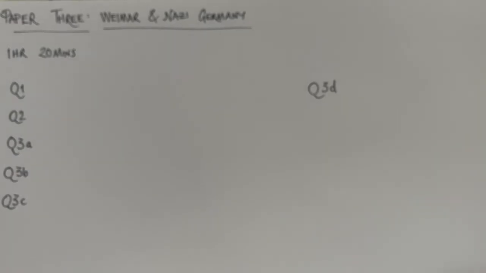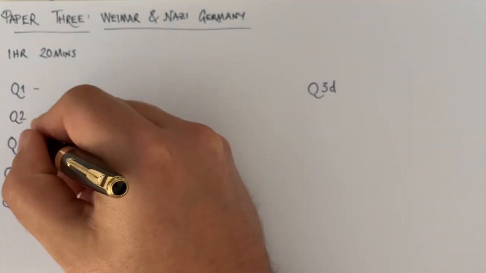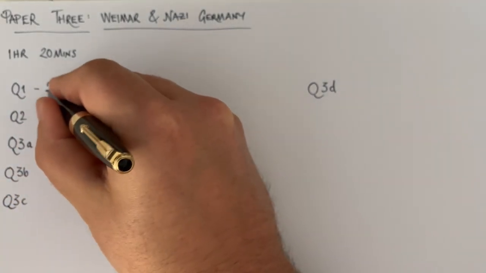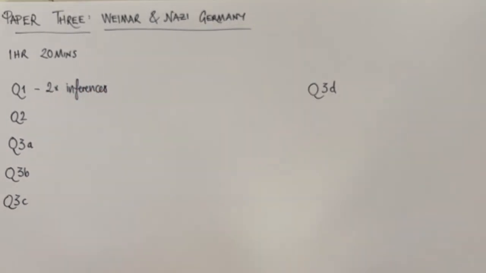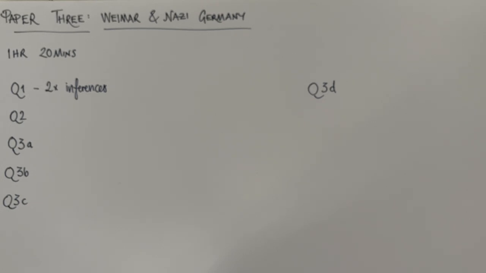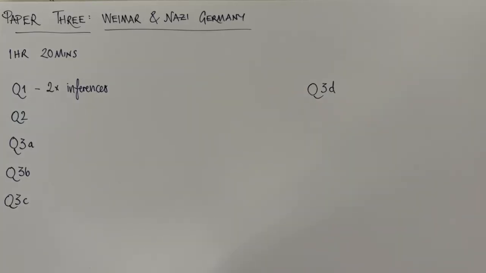Paper 3, Weimar and Nazi Germany, is 1 hour, 20 minutes, and you're going to be expected to answer 6 questions. You have question 1, which is 2 inferences. You'll either be given a photograph or a piece of text, and you'll be asked to make 2 inferences, 2 deductions about the text in relation to the topic the question asks. This is really important.